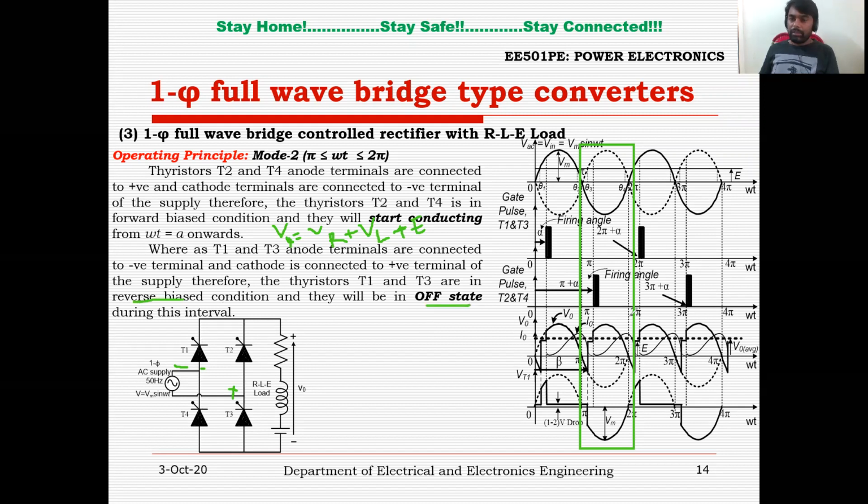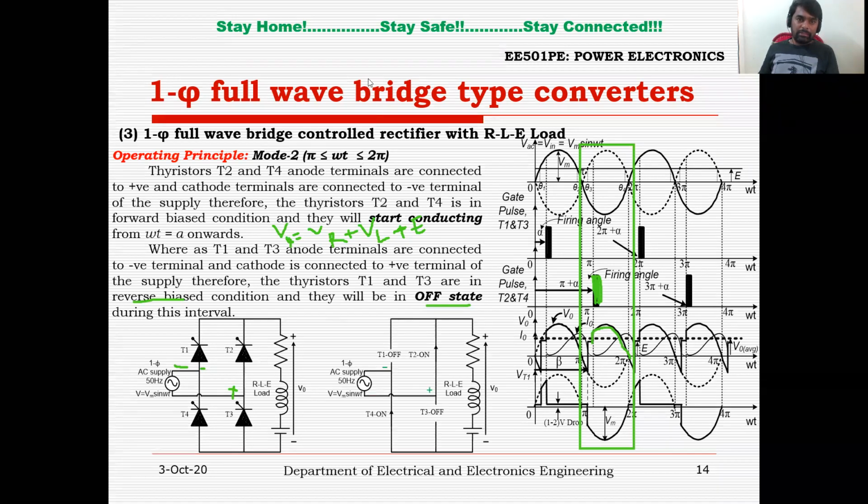Since T2 and T4 are in forward bias condition and I have given the triggering pulse to them at omega t equal to pi plus alpha, from this point onward the output voltage follows the input voltage. Right, and you can see the equivalent circuit when T2 and T4 are triggered. The current always leaves from the positive terminal: T2 anode, T2 cathode, resistance R, inductance L, battery, T4 anode, T4 cathode, like this. So this is the direction of current. Again, it is entering at this positive terminal. So even though the input is getting reversed, you will get the positive voltage across the load.